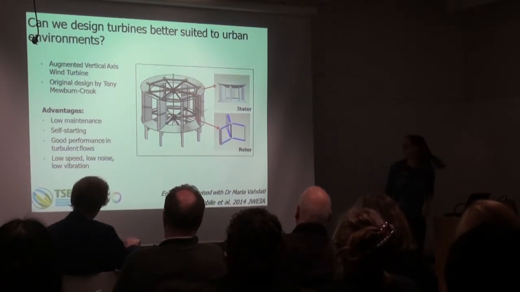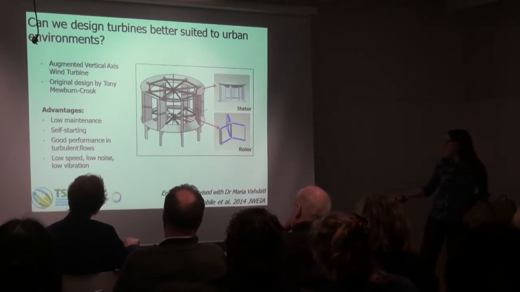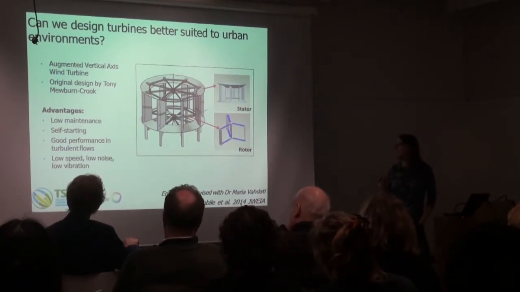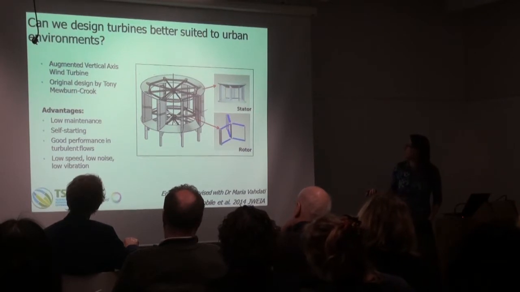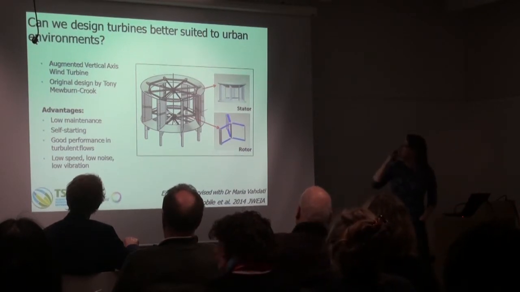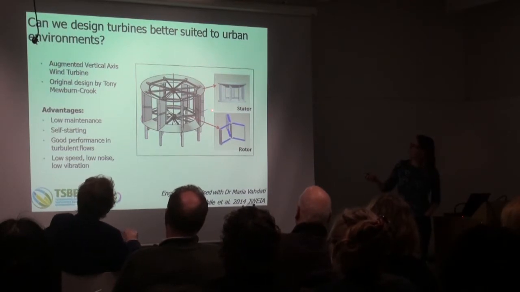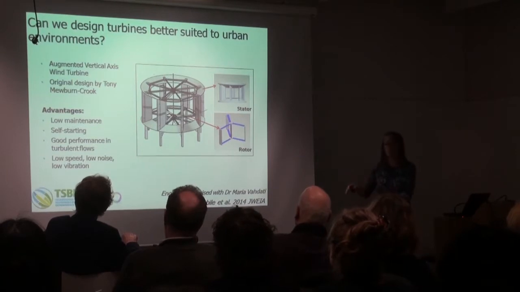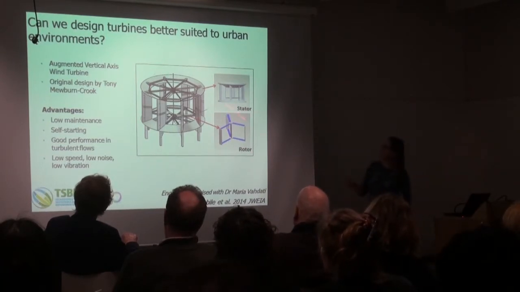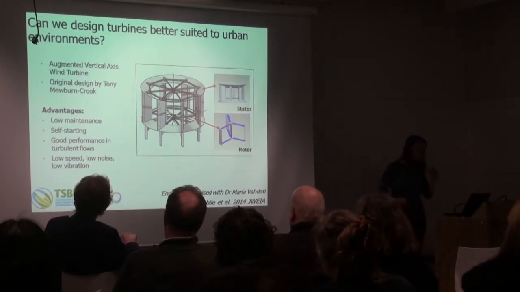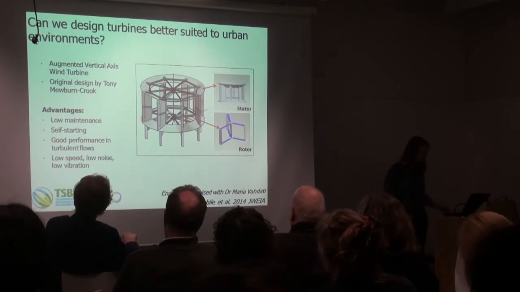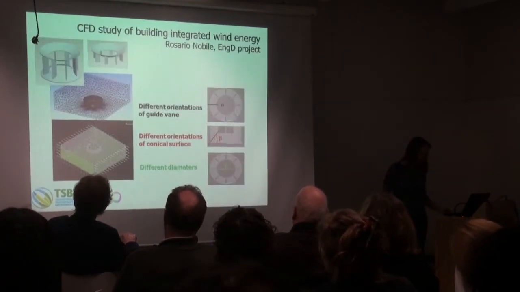So this is a design that Rosario Nabile was working on for his PhD with myself and Maria Badati at Reading. It's an augmented vertical axis wind turbine. It sort of squeezes the air into the turbine to increase the velocity. And of course you can see it's a vertical axis, so you can take the fluctuating winds that you tend to get in urban areas.